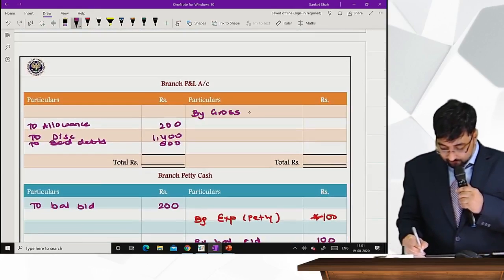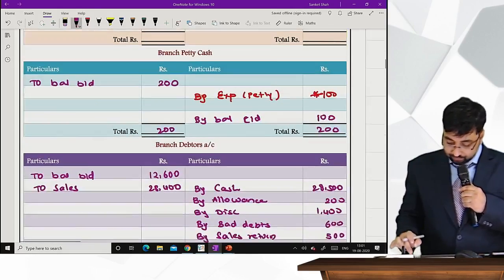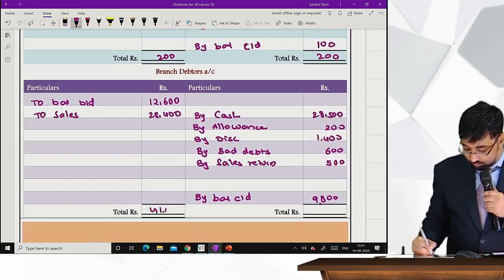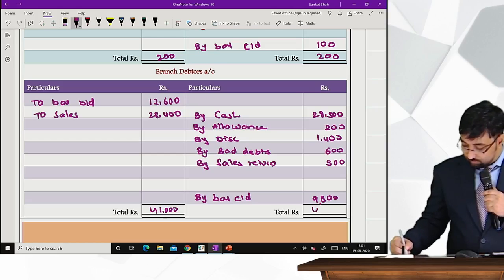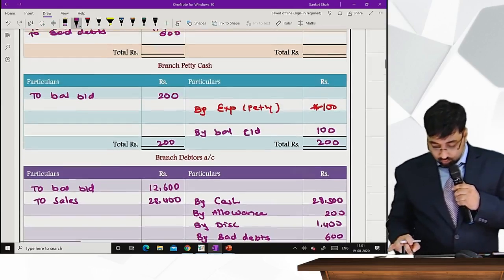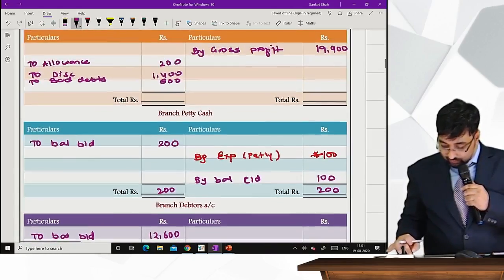By gross profit 19,900. Now take total of debtors. I think it is tallying. Yes, 41,000. You are getting the same amount. Last, memorandum debtors account also same, because we always think from the angle of the branch for memorandums. So I'm getting 41,000 total. Now I'll close branch petty cash. I already closed branch petty cash.